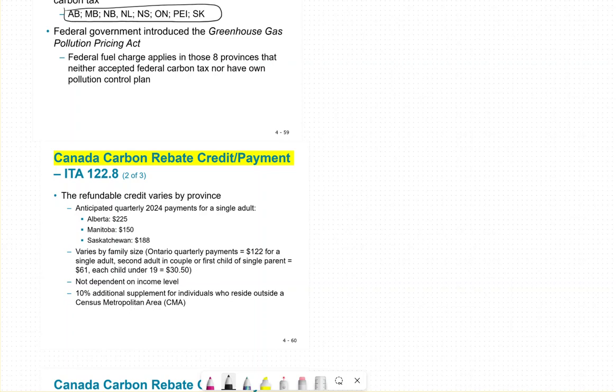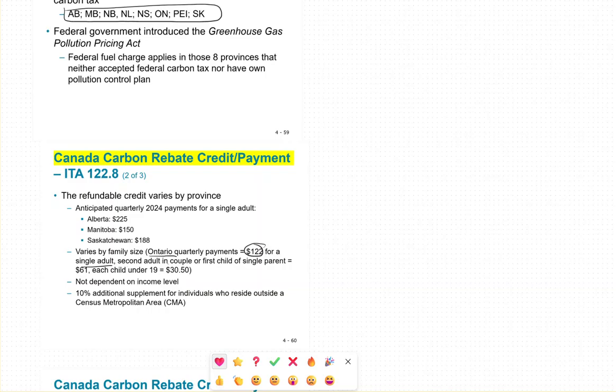So depending on where you are, if you're living in Ontario, your quarterly payment is $120 for a single adult. For any second adult in a couple or a first child of a single parent, you get that much money. So if you have a child under 19, you get $30.50.